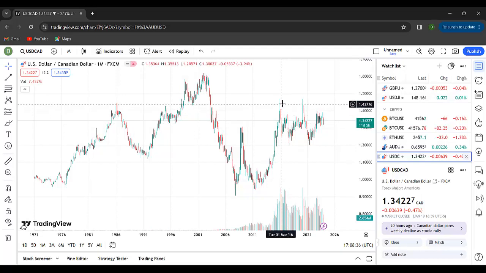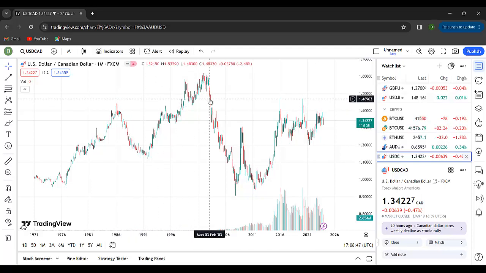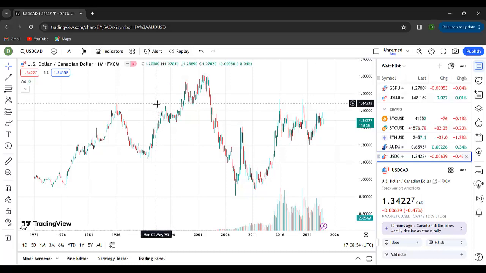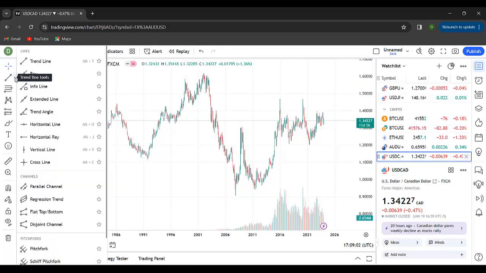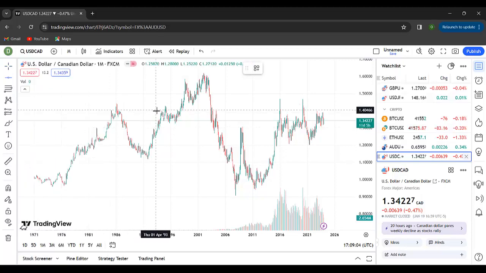Okay, and I see this as retests, and this area or this zone seems to be a very strong zone, so I'm just going to map this out. When I say a strong zone, I mean price has retested this area multiple times. Okay, so I'm going to draw this out right here.